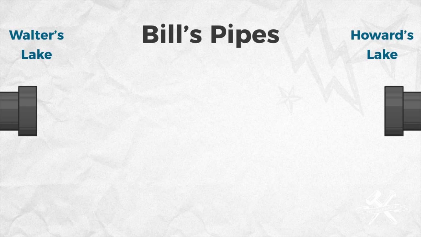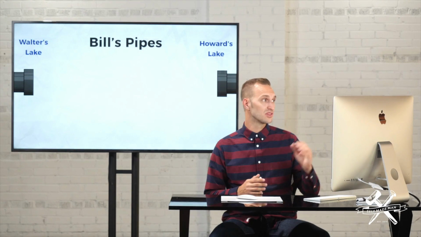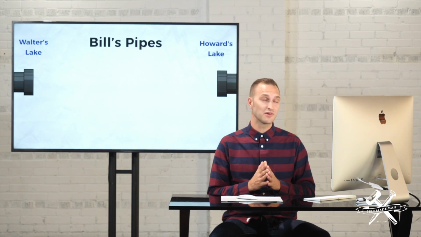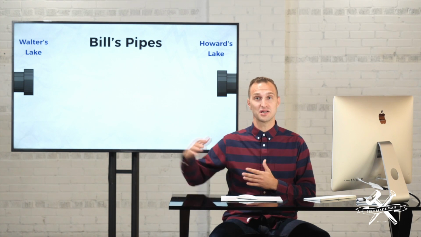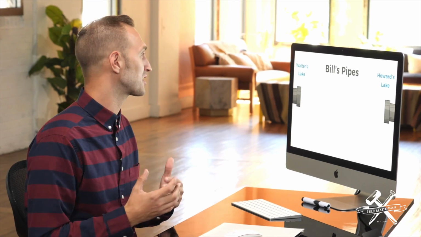He has a really large parcel of land and he has 2 neighbors. The first neighbor is Walter, and Walter has a really large lake on his property, and Howard is his other neighbor on the other side who has a small lake. Now, as Bill gets to know his neighbors, he finds out that Walter actually doesn't want a big lake. He'd actually prefer it much smaller. And on the other hand, Howard would really like a large lake, but he doesn't have the means to grow it or expand it.